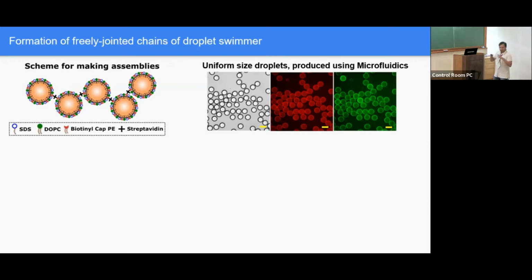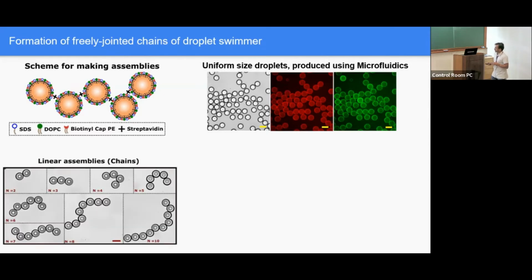To generate assemblies by using such a droplet system, we take two fractions of droplets. In the one fraction, biotin at the surface of the droplet is saturated with streptavidin, and the other fraction of the droplets has only biotin at the surface. When we mix these two fractions together, we generate these kind of linear assemblies. This random configuration of these linear assemblies already confirms their freely jointed nature, but to confirm it more, we basically make these droplets, these chains, active.